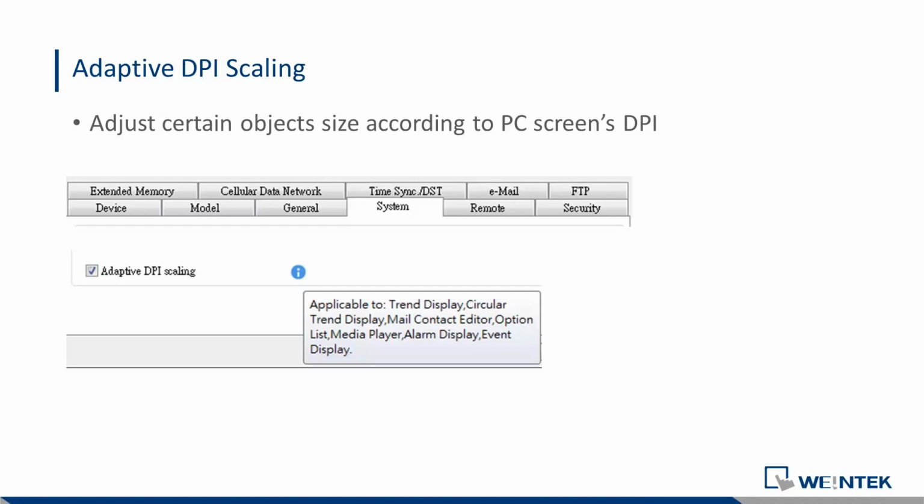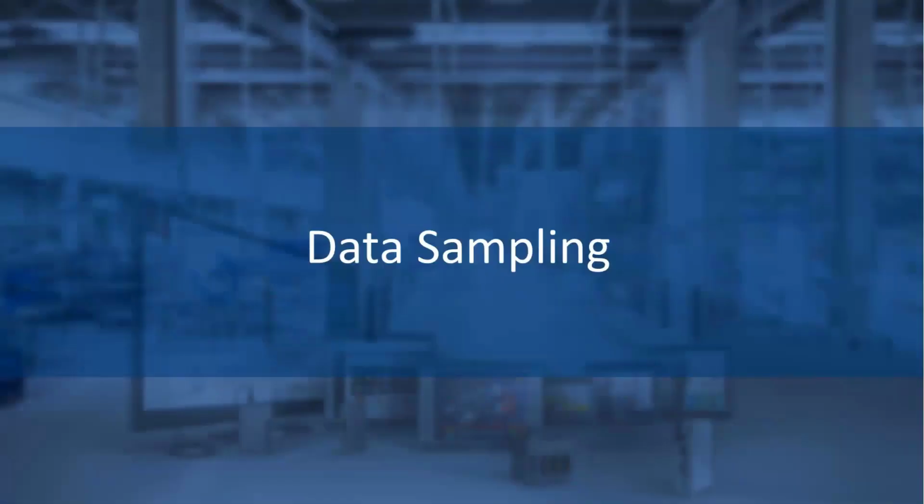These objects will be adjusted in size according to your PC screen's DPI. All right, so now we have automatic DPI scaling here. Right, and the next part is about data sampling.